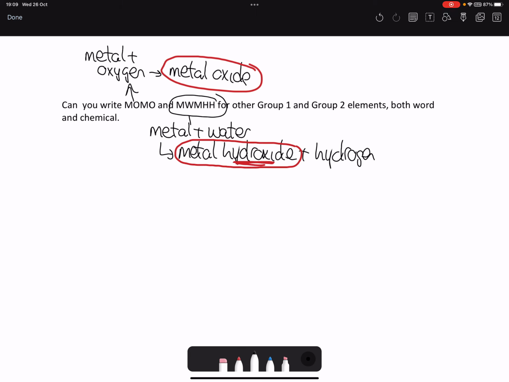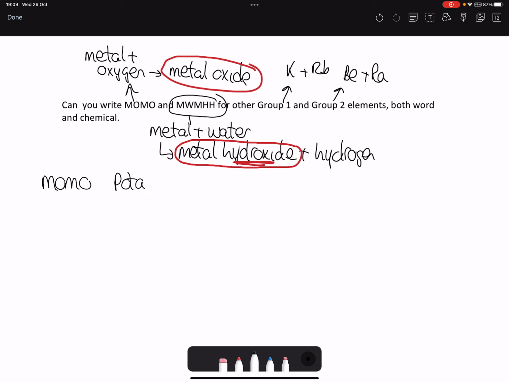So in this one, the group 1 metals that we are going to look at are going to be potassium and rubidium from group 1, and from group 2 we're going to do beryllium and radon. So we're going to start with MOMO, and we're going to start with potassium.